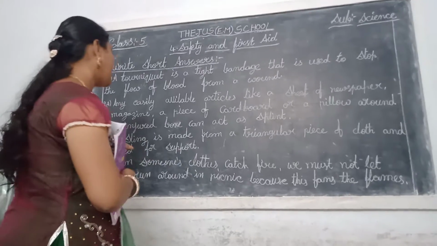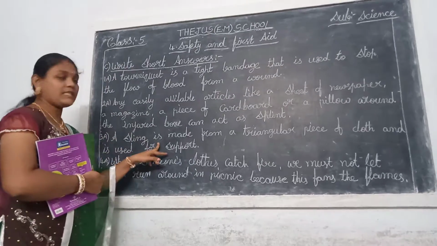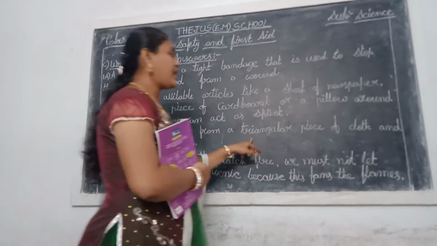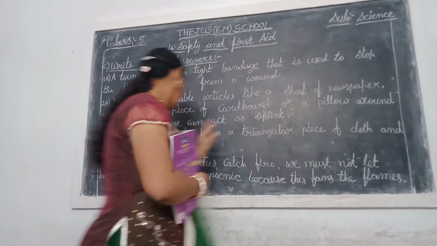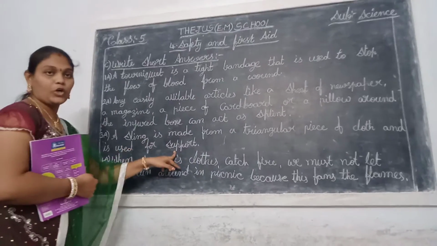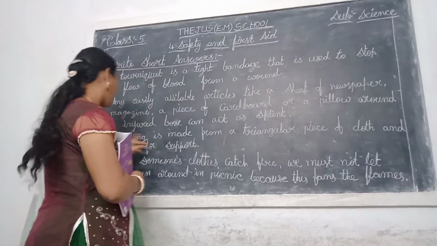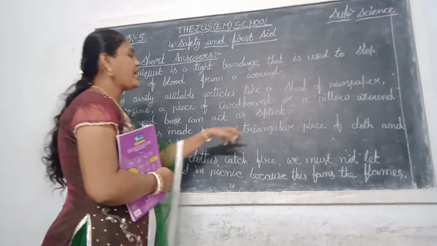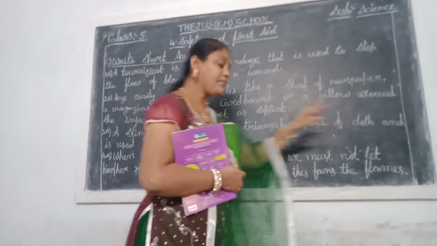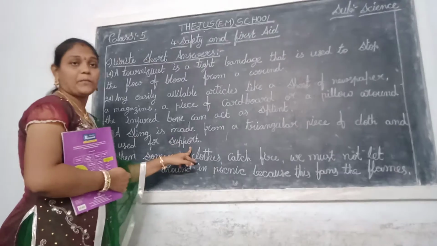What is a sling? A sling is made from a triangular piece of cloth and is used for support.